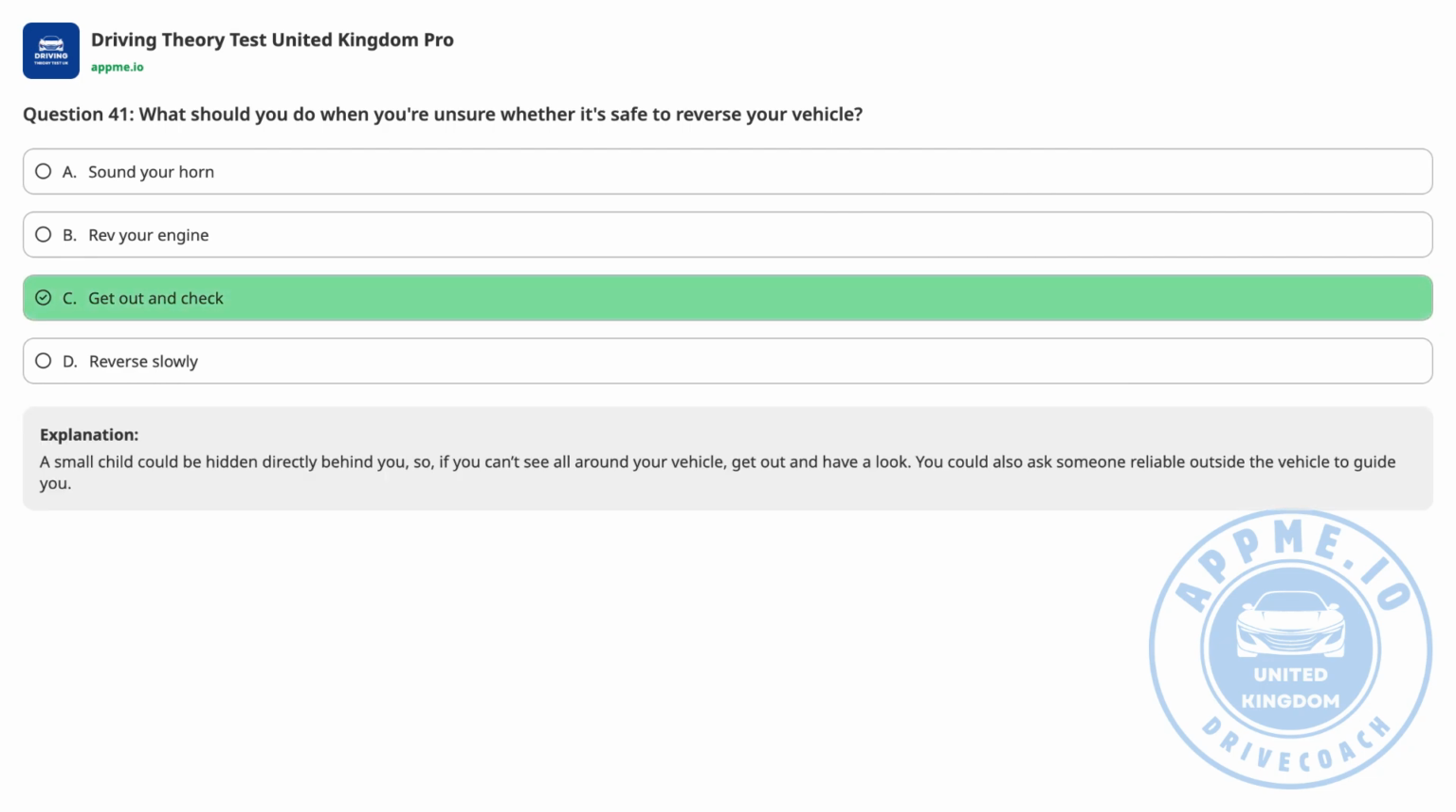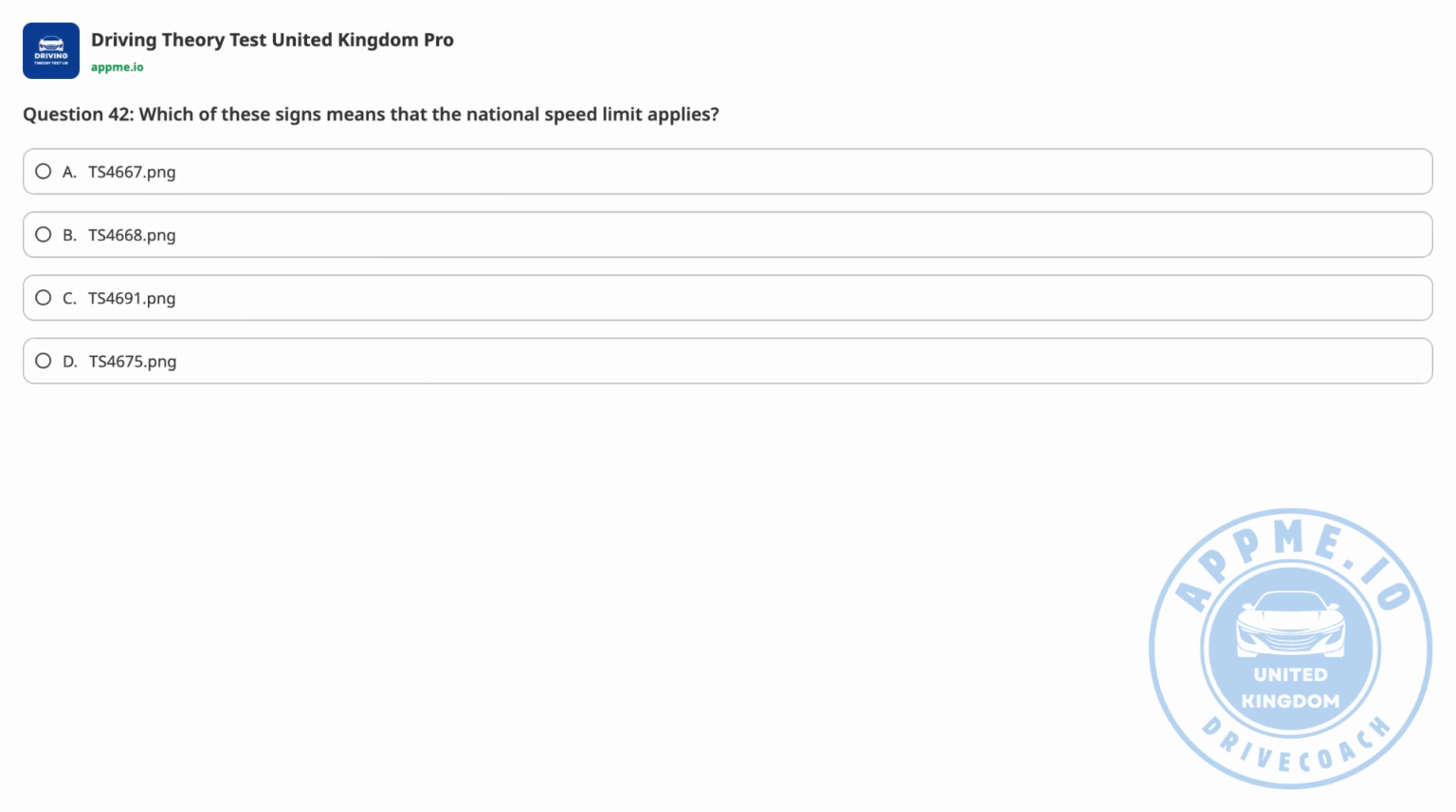The correct answer is C. Question 42. Which of these signs means that the national speed limit applies? A. TS 4667. B. TS 4668. C. TS 4691. D. TS 4675.